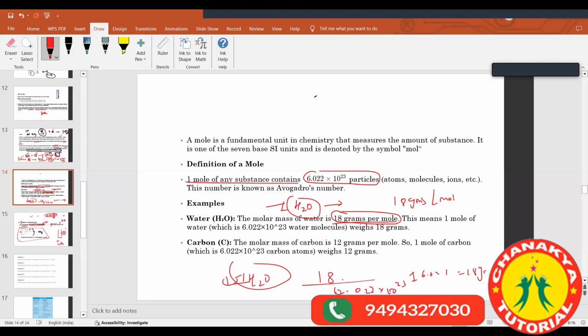Yes, ma'am. Simple maths only. No need to get confused. If it is very confusing, leave this for now. We'll come to this again. Same way for carbon, 12 grams per mole.